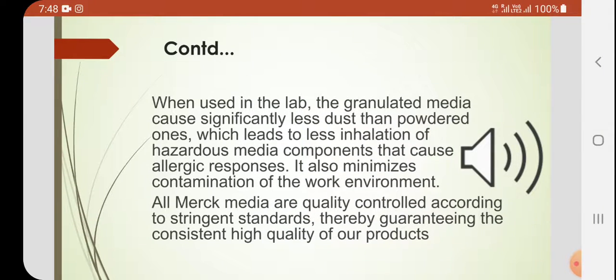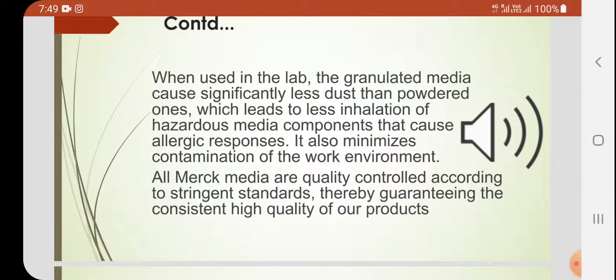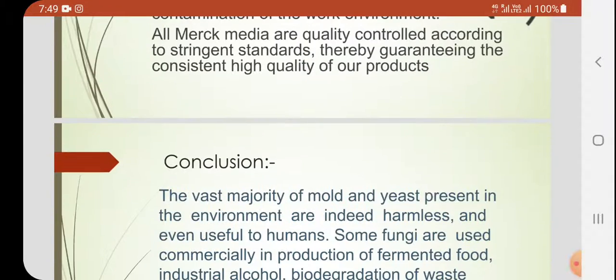When used in the lab, the granulated media causes significantly less dust than powdered ones, which leads to less inhalation of the hazardous media components that cause allergic responses. It also minimizes contamination of the work environment. All MERCK media are quality controlled according to stringent standards, thereby guaranteeing the consistent high quality of our products.